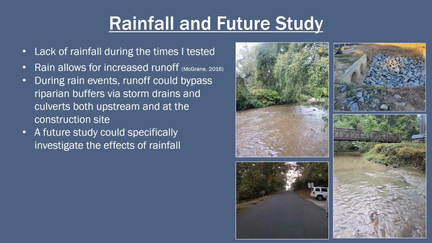So during my study, there was a lack of rainfall during the times I tested, and the reason that this is significant is because rainfall allows for increased runoff, and it is essentially how pollution enters streams in the first place and negatively impacts water quality. And especially in urban areas, during rain events, runoff bypasses riparian buffers via storm drains and culverts that drain water directly towards the stream. So I think a future study, if I were to do this again, I would really try to hone in on testing before and after rain events to see if there's a significant difference. And I would also try to see if maybe the riparian buffers have more of an impact during rain.